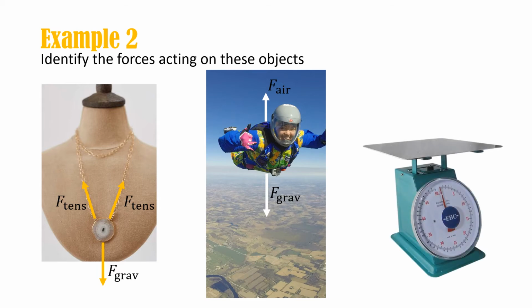Third example, we've got a set of scales here. Now we could put something on the scales and then that little needle is going to move around to tell us how much things weigh. So again, we're going to have gravity pulling it down, but it's not going down at the moment. Why is it not going down? Well, it's actually spring loaded. There's a spring in there, so we've got that force of the spring pushing it back up.